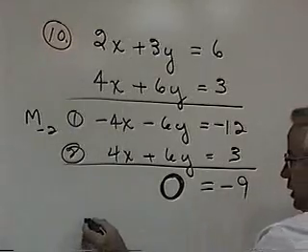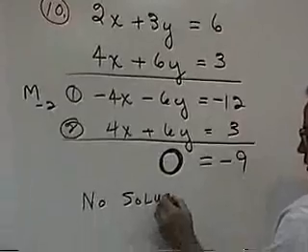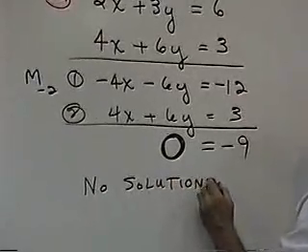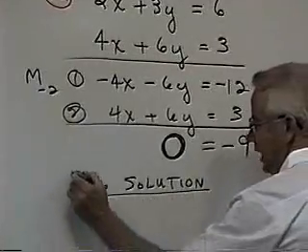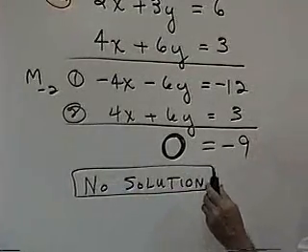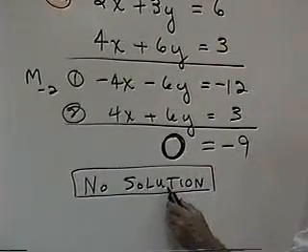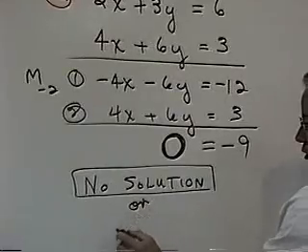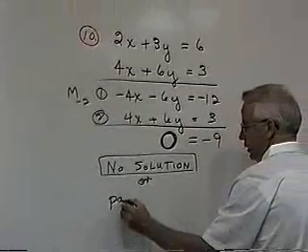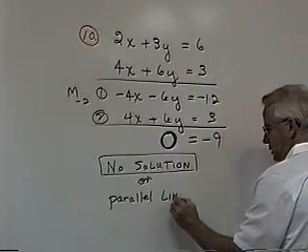So this is the case of having what is called no solution. There is not an answer to these problems. There's not a solution set. There's not a set of numbers, an x and y number, that will work in both equations. Another thing we say is no solution, or parallel lines.